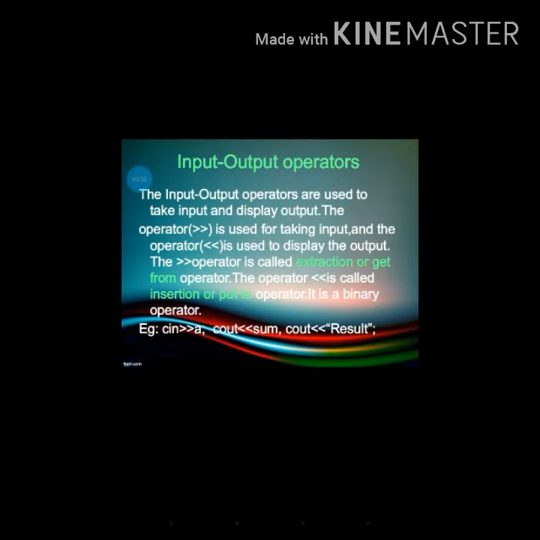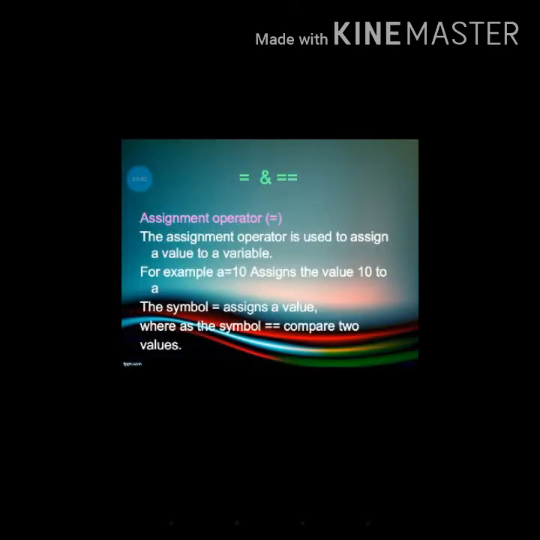Next, equal to and double equal to. The assignment operator is used to assign a value to a variable. For example, a = 10 assigns a value 10 to a. The symbol = assigns a value. But in the case of ==, the symbol double equal to is used for comparing 2 values.